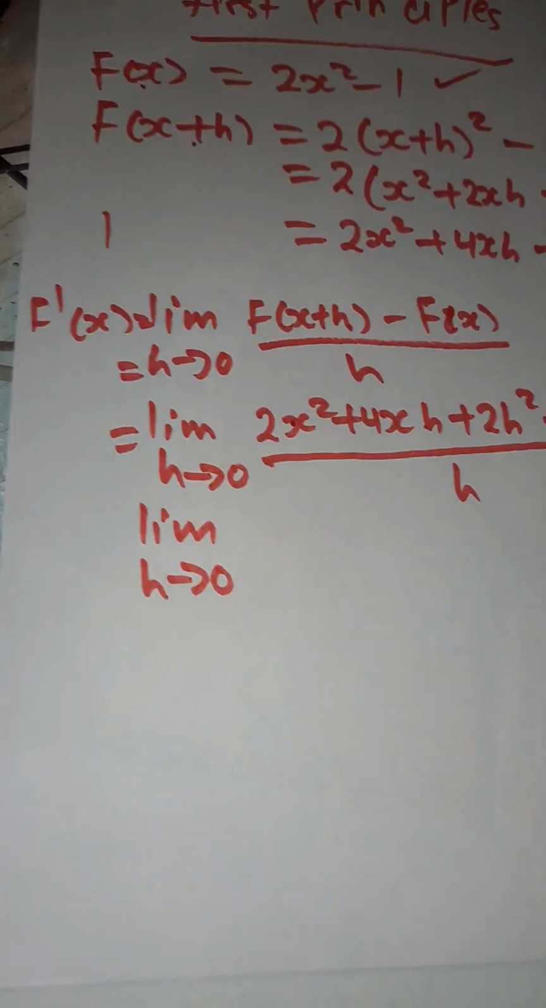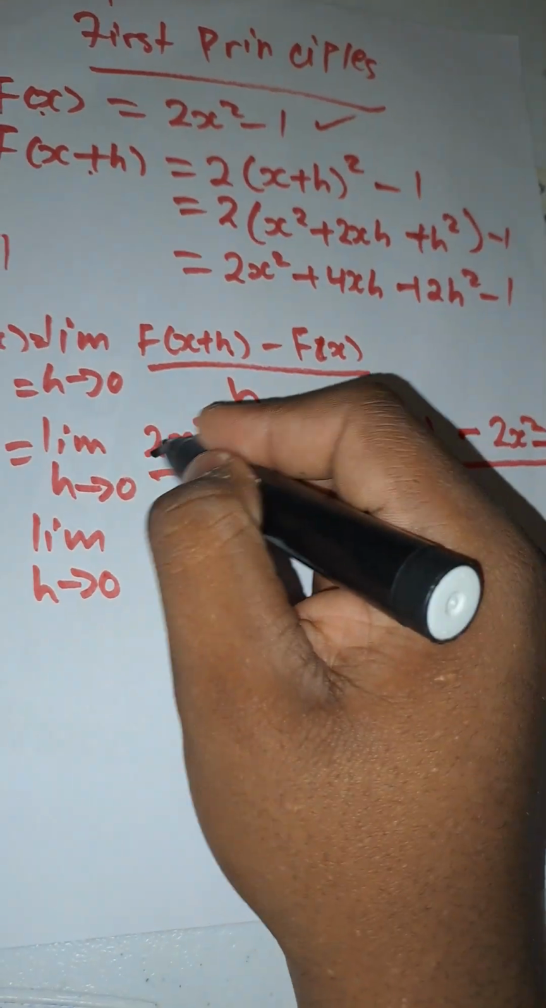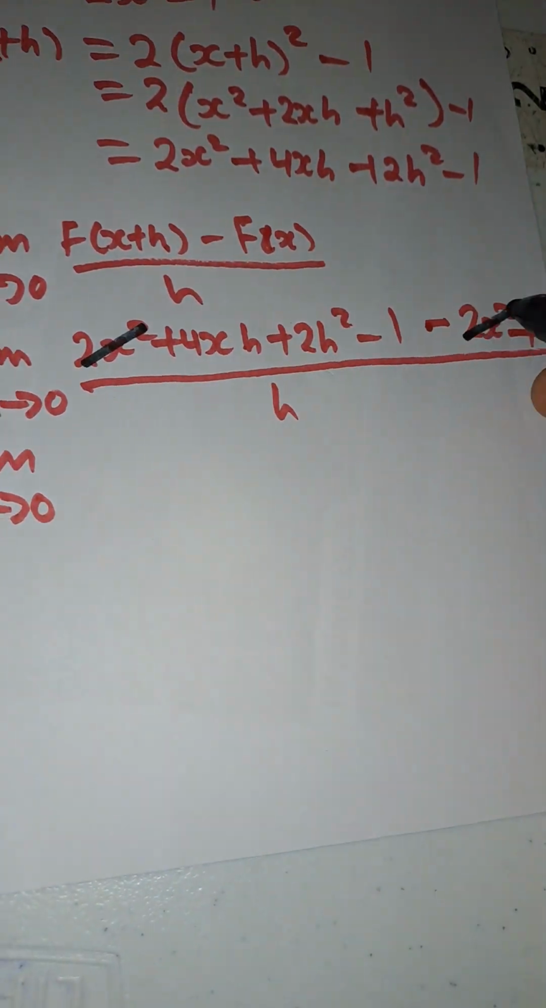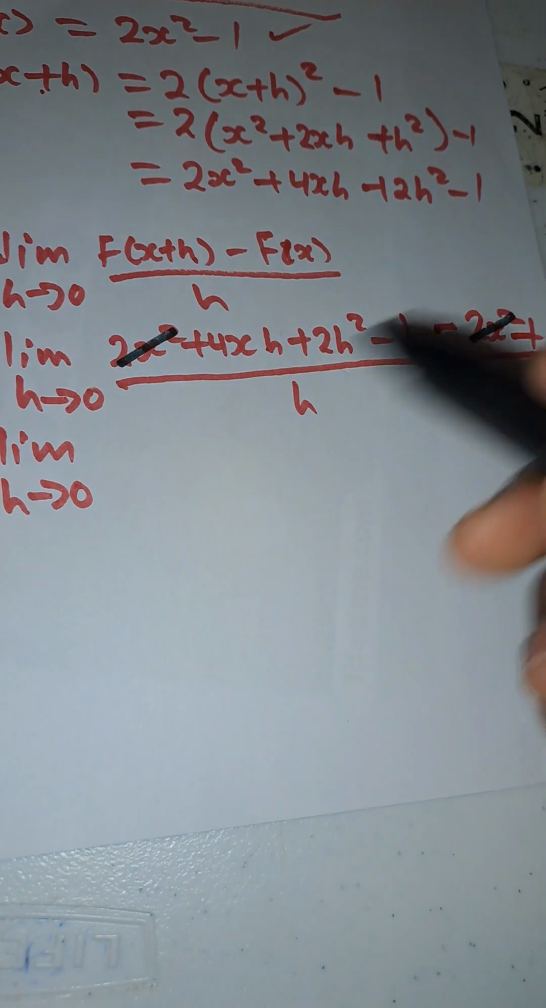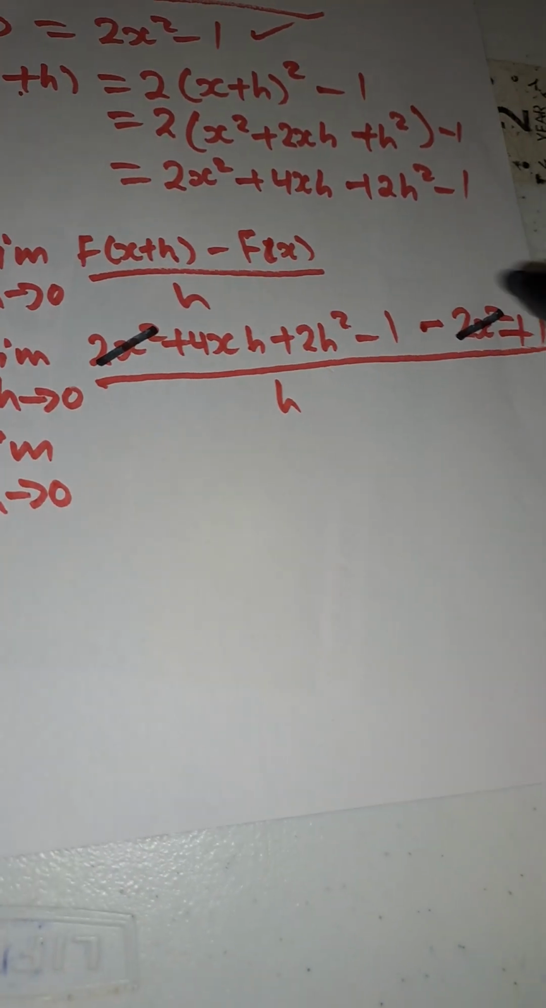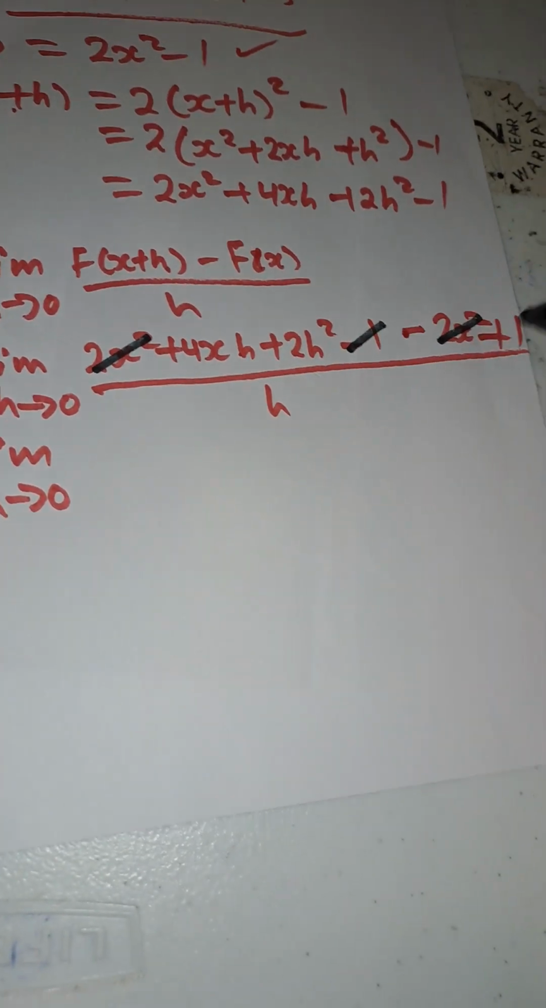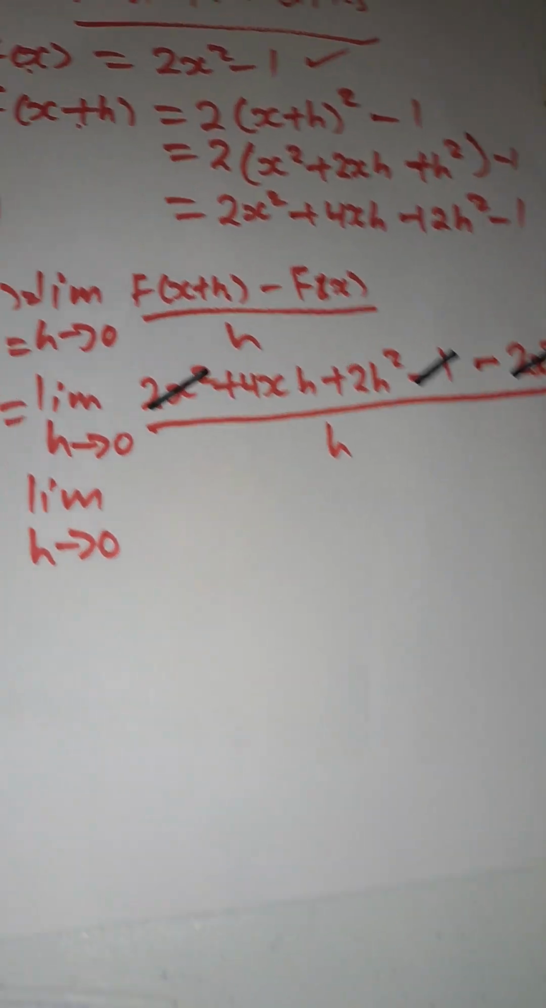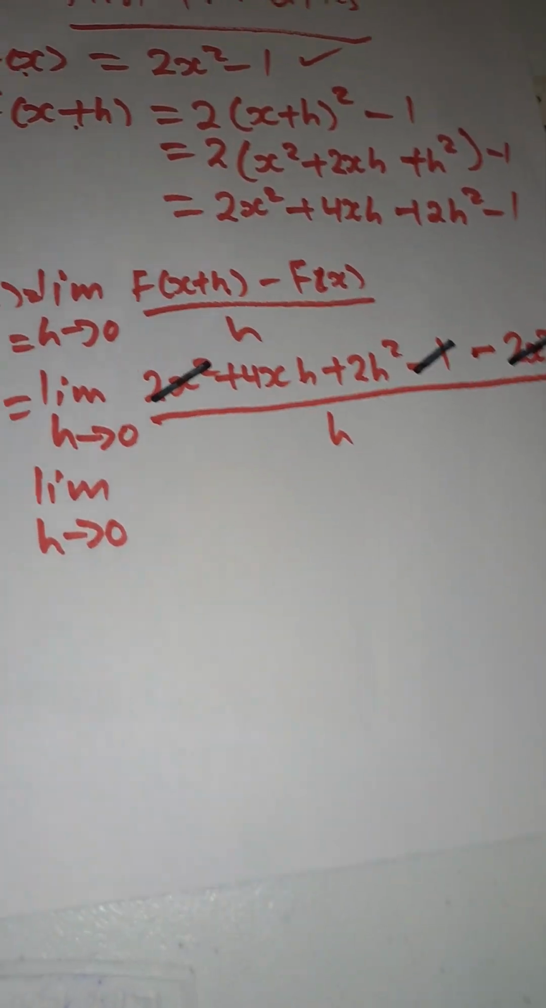2x squared minus 2x squared is now out. So it's going to be what? This one and that one. Because 2x squared minus 2x squared is 0. And then let me check another one. I have minus 1 plus 1. Minus 1 plus 1 is also 0. So already I have eliminated two variables at the same time.